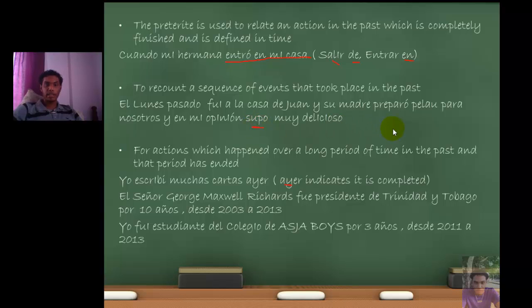Remember earlier I said that saber means to taste, right? So supo would be the irregular third person, which means tasted very delicious, right? El señor Jorge Maxwell Richards fue presidente de Trinidad y Tobago por 10 años, right? O yo fui estudiante del colegio de Ashe Boys por 3 años, right? And I've specified the time, right? So we can use fui.